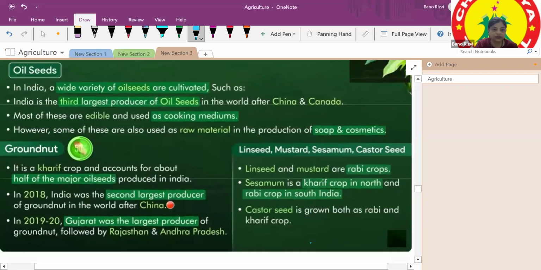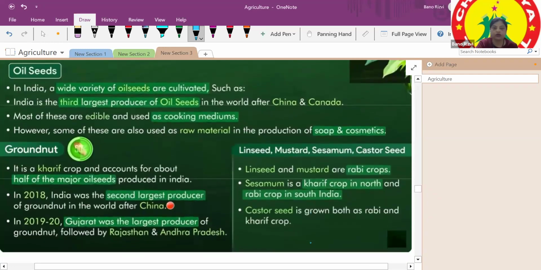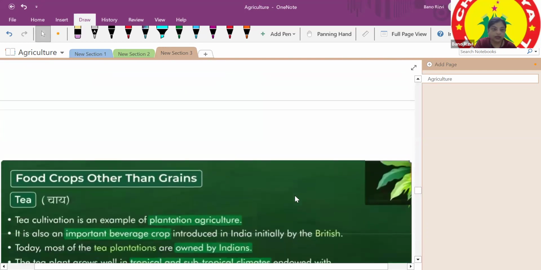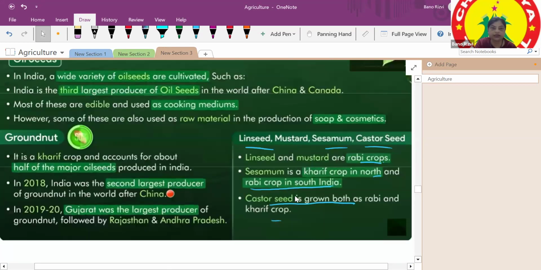Next, let's talk about linseed, mustard, sesame, and castor oil. Linseed and mustard are rabi crops. Sesame is a kharif crop in north and a rabi crop in South India. Castor seed is grown in both rabi and kharif seasons. We'll talk about tea in the next class.